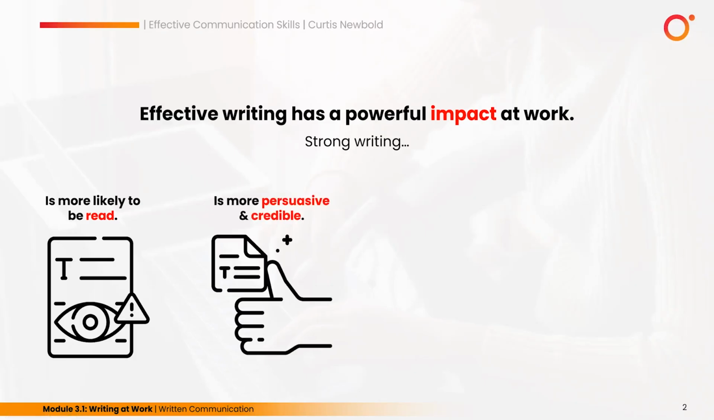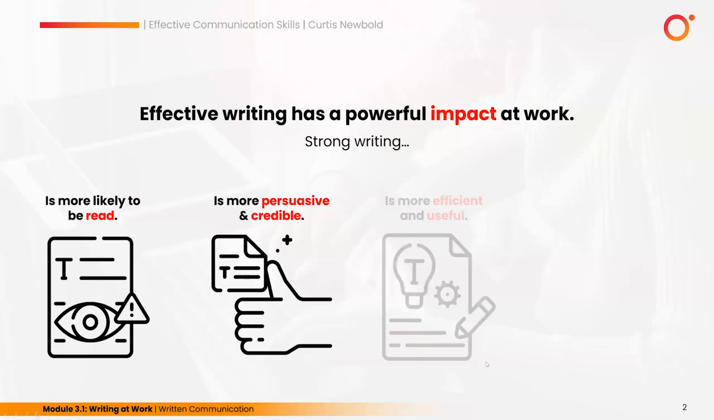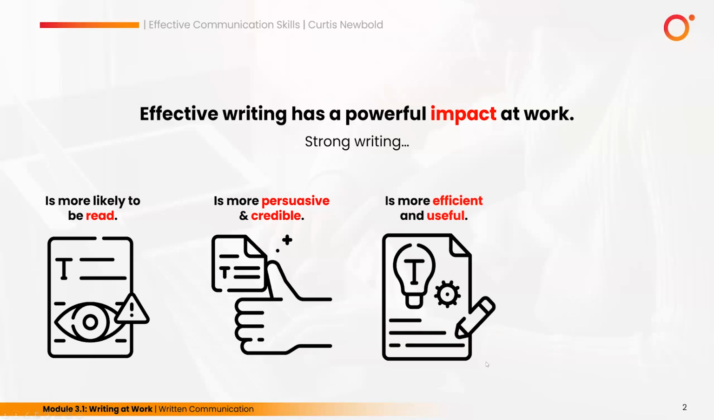Second is more likely to be persuasive and credible. If you want people to act upon what your message is, if you want them to think in a new way or to do something differently, they're more likely to do that if your message is written well, if it's good, strong communication. Good writing is also more efficient and useful. When you can write well, you're less likely to have to clarify your messages multiple times, and your audience is more likely to understand it quickly and not have follow-up questions. So it's more efficient for both the person reading and for you as the writer writing the message.